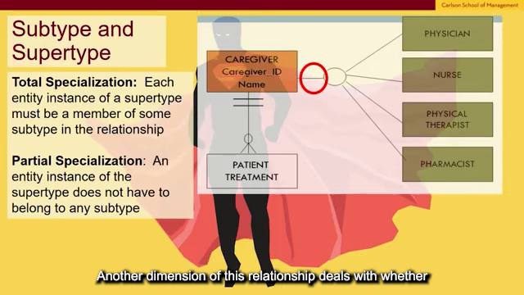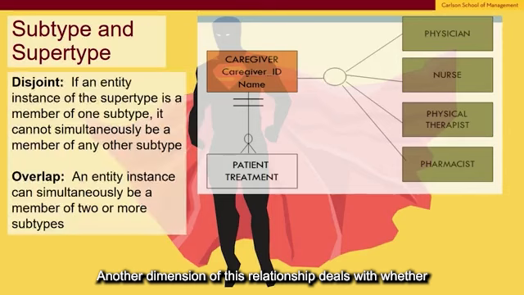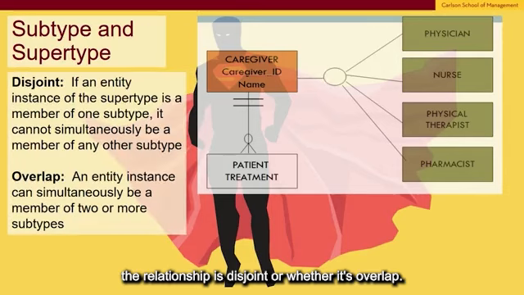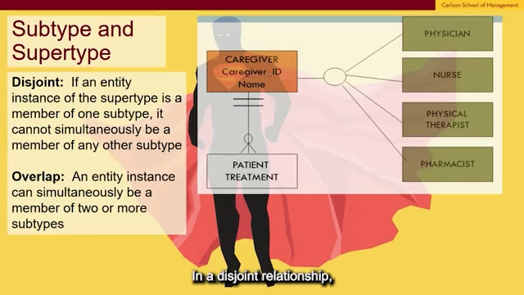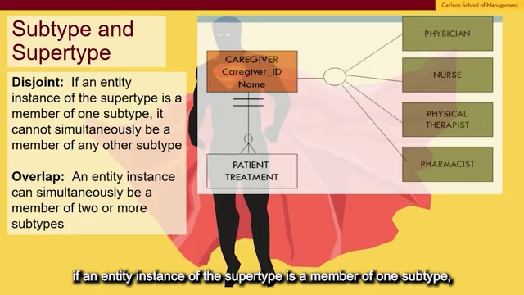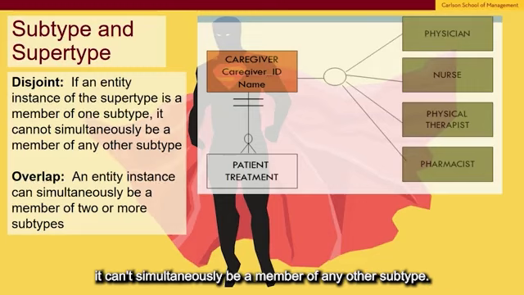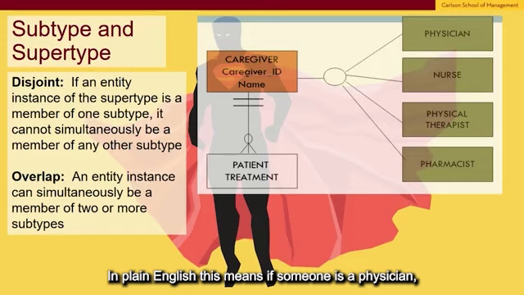Another dimension of this relationship deals with whether the relationship is disjoint or whether it's overlap. In a disjoint relationship, if an entity instance of the supertype is a member of one subtype, it can't simultaneously be a member of any other subtype. In plain English, this means if someone is a physician, they can't also be a nurse or a physical therapist.